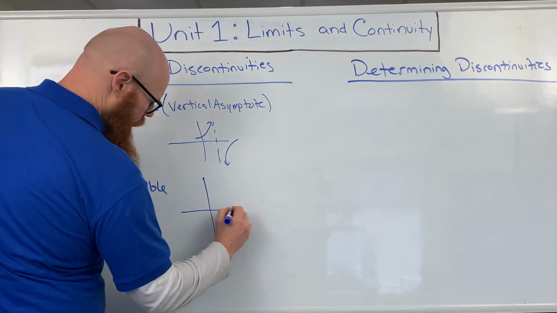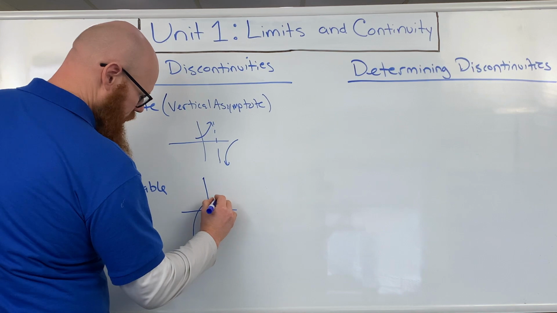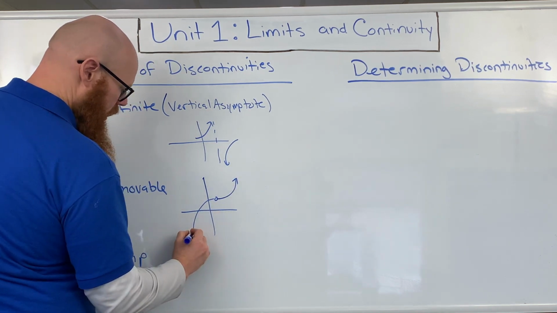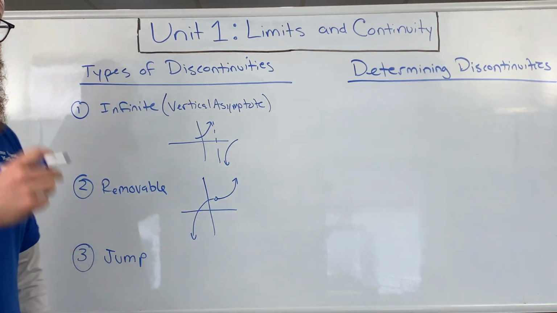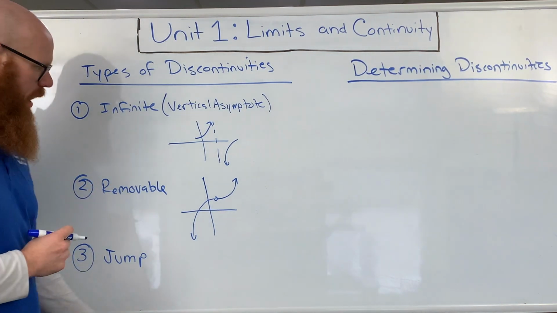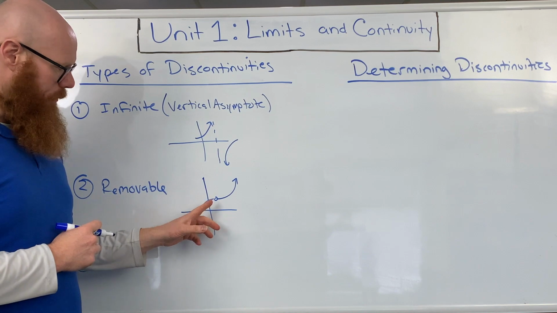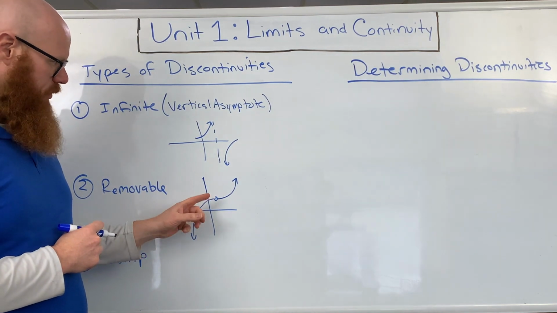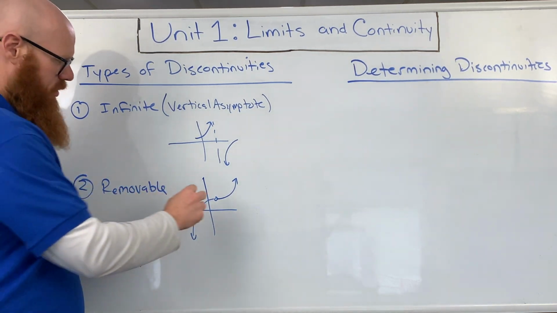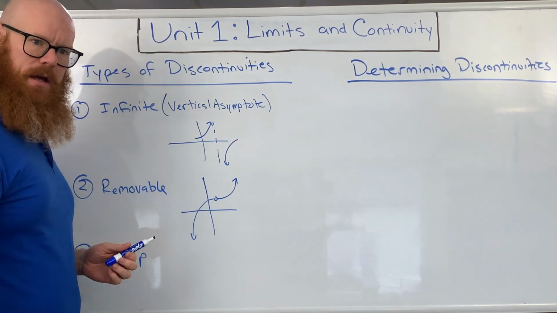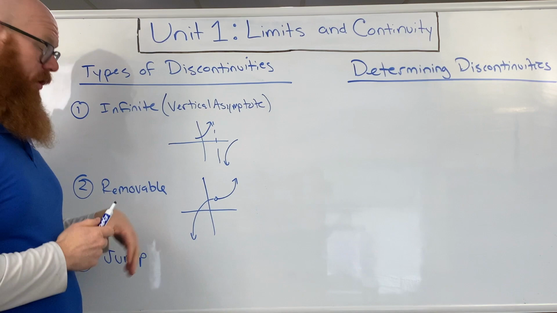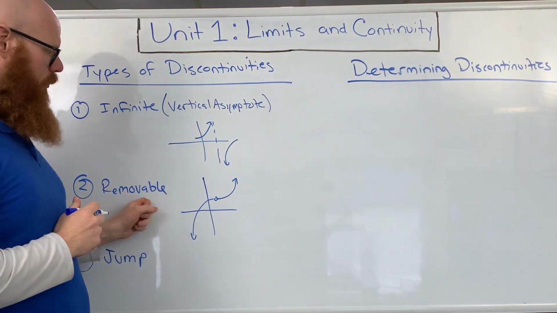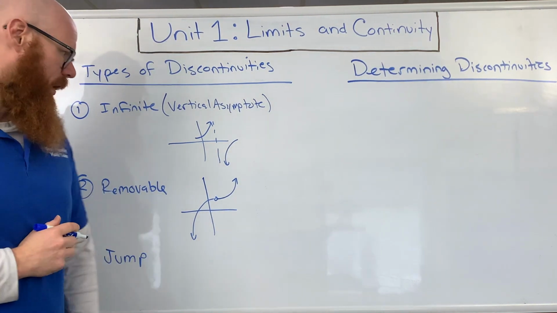So a removable is essentially going to be just a hole. This is just like the last couple problems we were doing where they all had holes. They were all removable discontinuities. Basically, what makes it removable is that it's almost as if you're taking a continuous function and just plucking one point out, and it meets up on the left and right. So the limit would exist, but it would be what we call a removable discontinuity.